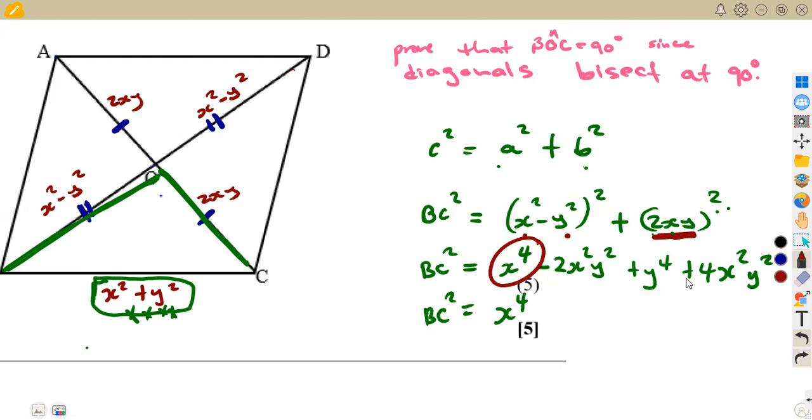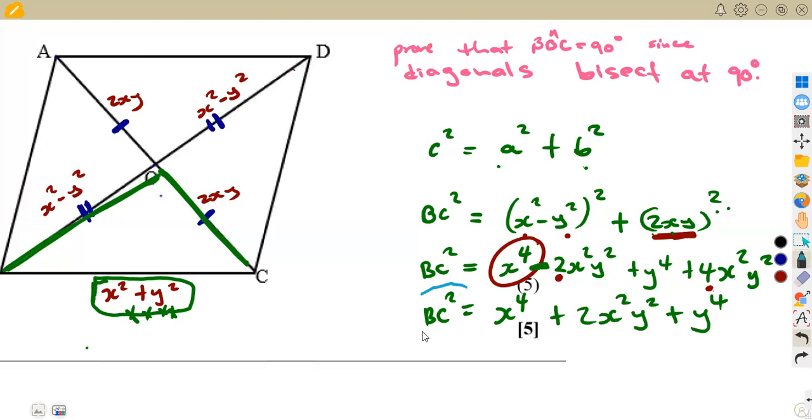These are like terms, right? Considering that these are like terms, minus 2x²y² plus 4x²y². These are like terms, so we can consider that addition. Minus 2 plus 4 is a positive 2. So that is going to be positive 2x²y² plus y to the exponent of 4.